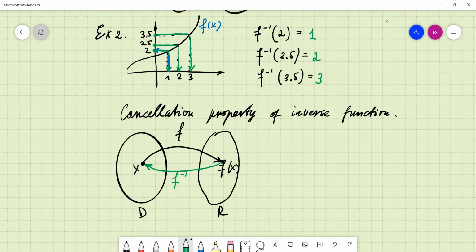F inverse. Well, if you start with x and first apply the direct function, then take the result and apply the inverse function, you are going to come back to x, right? That's kind of a round trip. So I'm going to write it down. You start with x, apply f, and then take the result and apply the inverse function over here. Well, you're supposed to go back to x, and that's the cancellation property.